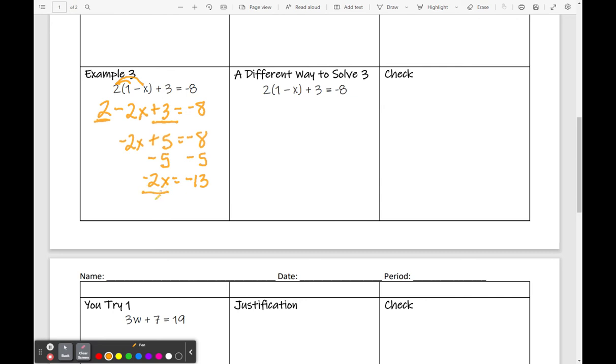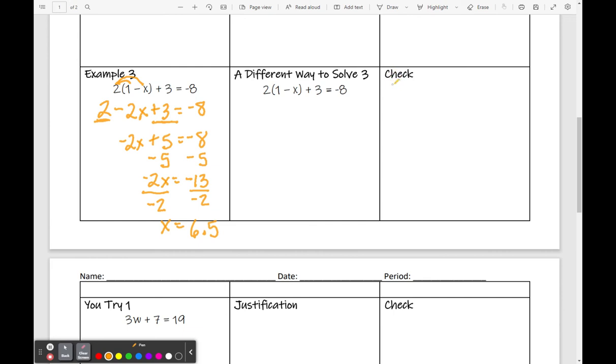Inverse operations: I see multiplying, so I'm going to divide by a negative 2. And I have x equals, well, let's see, half of 13. Because a negative divided by a negative is positive, I know it's going to stay positive. Half of 12 is 6. Half of 1 is a half, so this would be a positive 6 and a half. So this is one way that you could solve it.